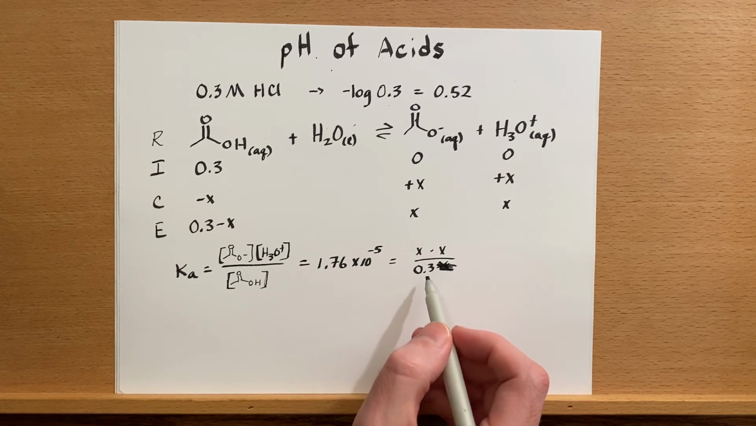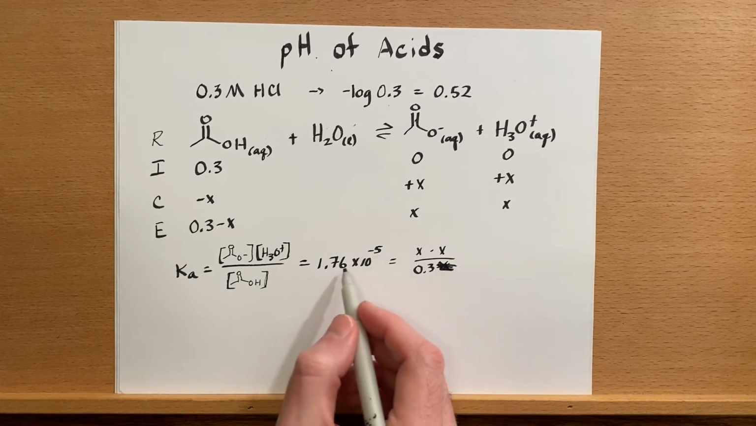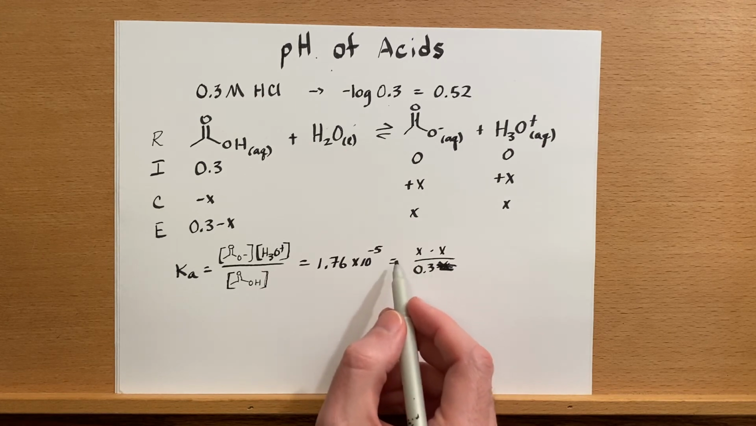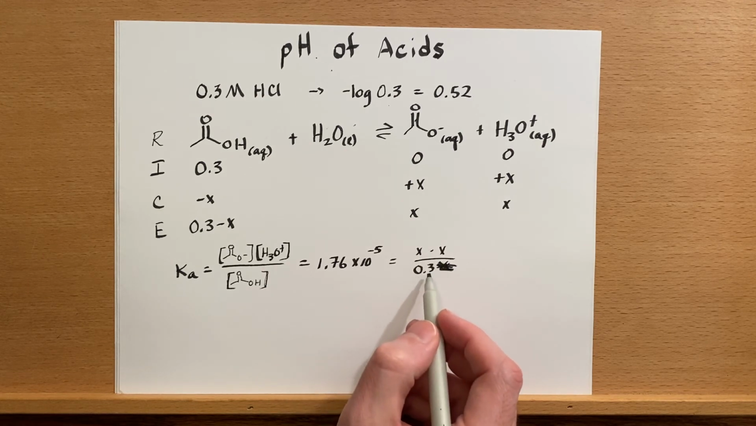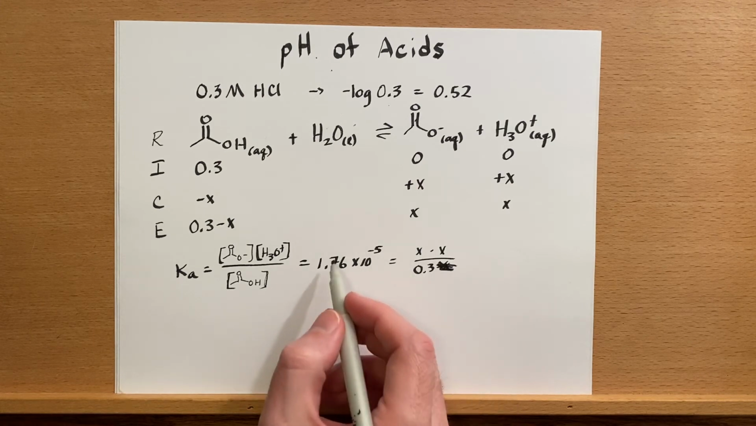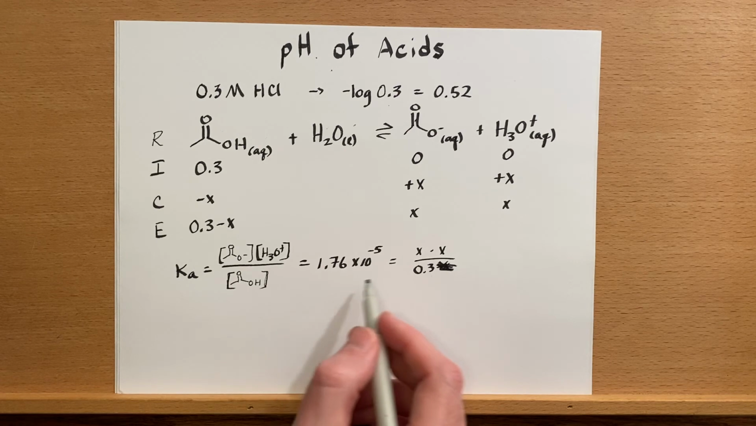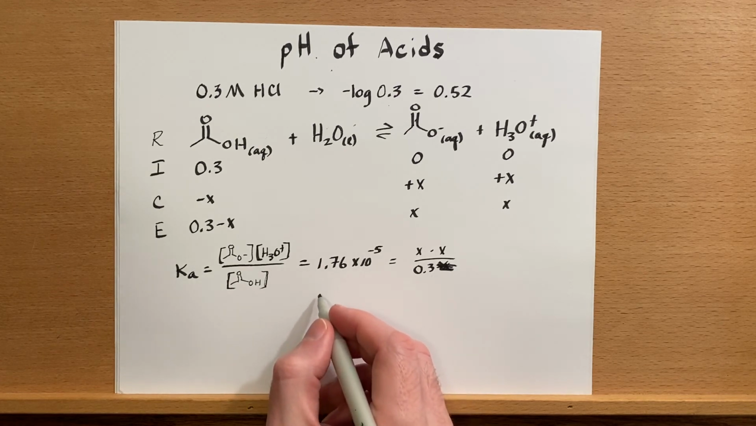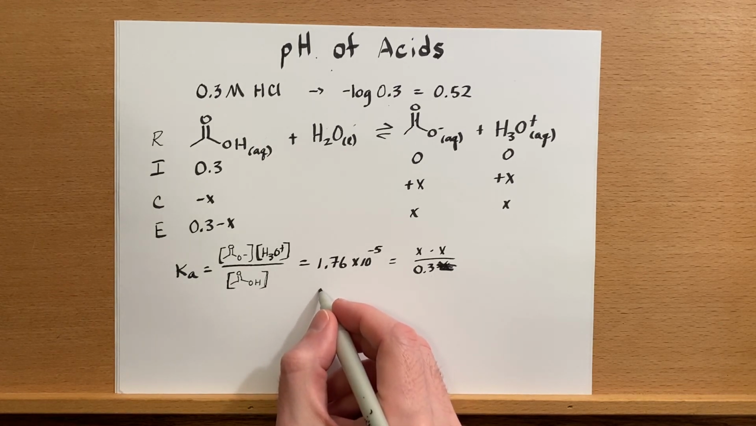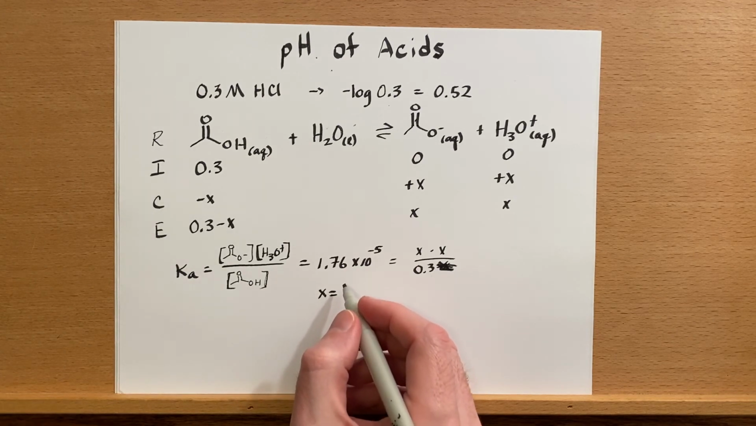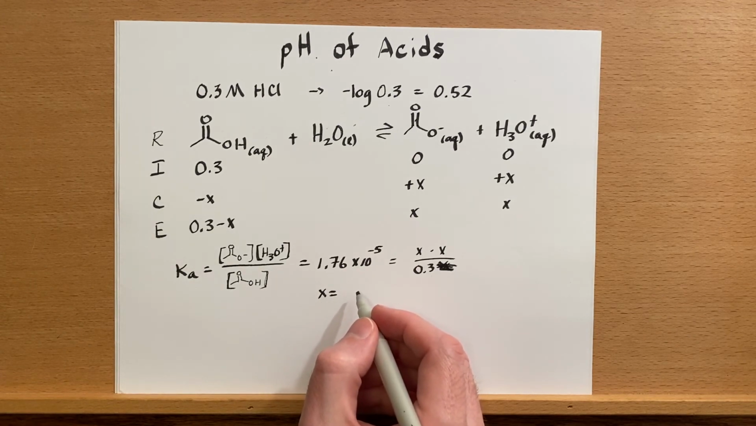Now, this problem is just 1.76 times 10 to the minus 5 equals x squared over 0.3. We'll multiply the 0.3 over to the other side, and then take the square root of that resulting piece, and we should get x is equal to 0.0023.